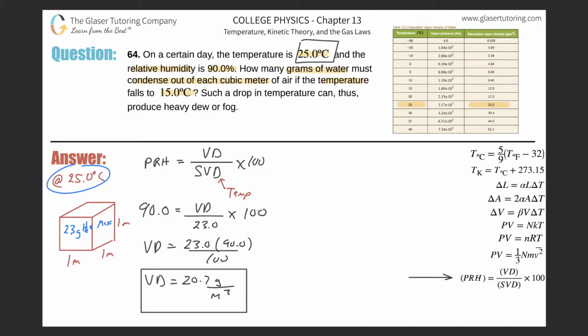So I know that this represents the max, 23 grams of water vapor, of H2O, is the max at this temperature. What we found then is if it's 90% relative humidity at a certain point in time, that means the actual amount of water vapor in the air is going to be 20.7 grams. This is the actual.